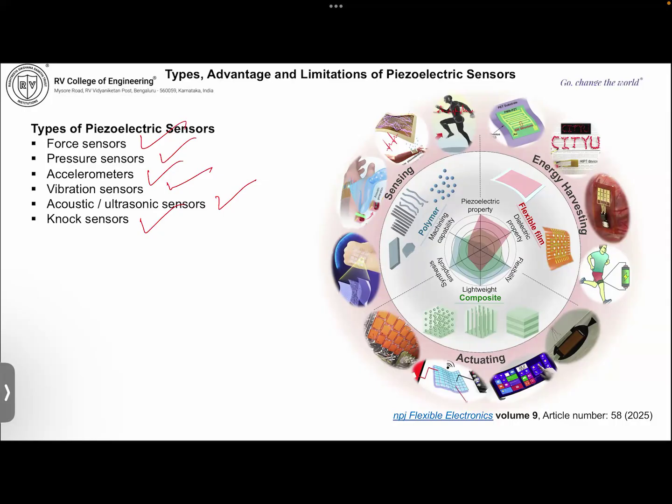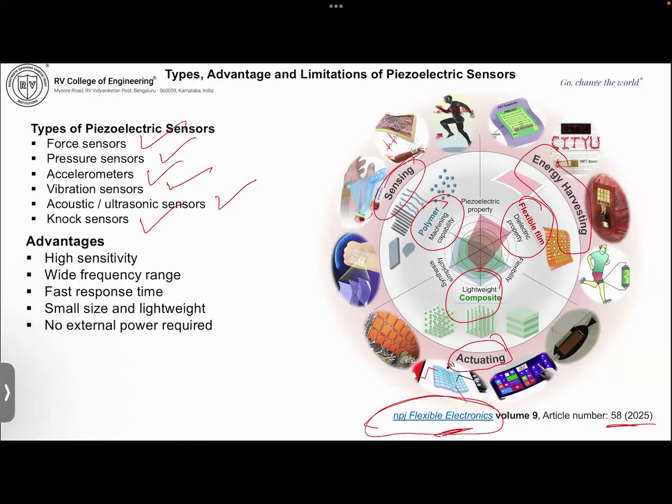Those who are interested in working on any EL or PBL project can refer to this npj Flexible Electronics paper, which was very recently published in 2025. They cover various types of piezoelectric sensors based on polymers, flexible films, and composites for various applications, for sensing, actuating, and energy generating. You can find a lot of ideas from this review article.